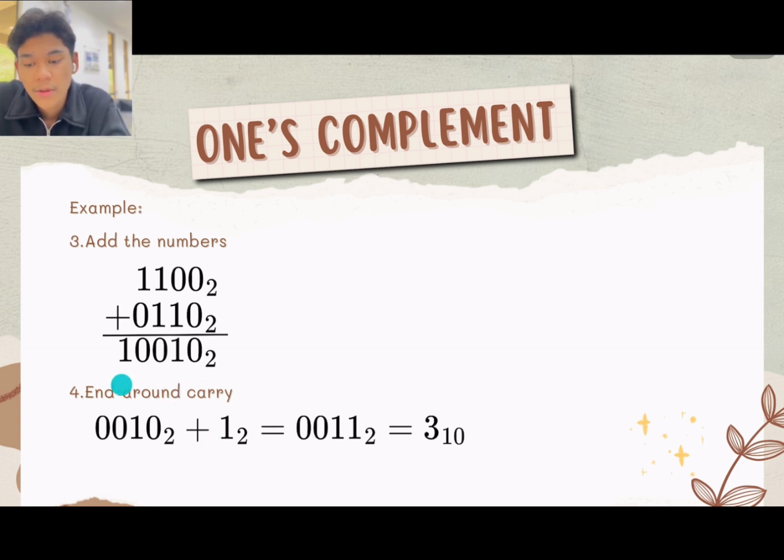So what we're going to do is actually take this 1 here and add it up with 0010 base 2. And after adding those two together, we should be able to get the answer 0011 base 2. And after changing it to decimal, we should be able to get the answer 3 base 10, which is what 12 minus 9 actually is.